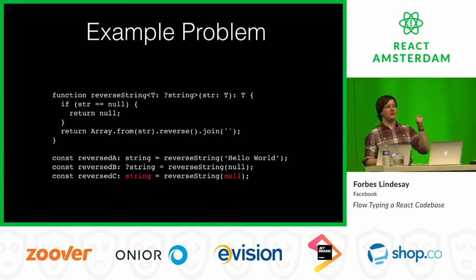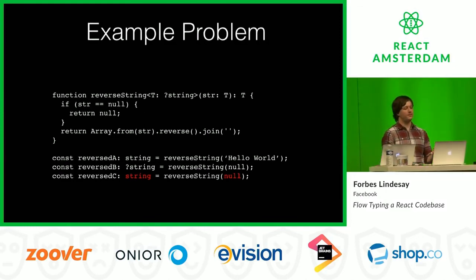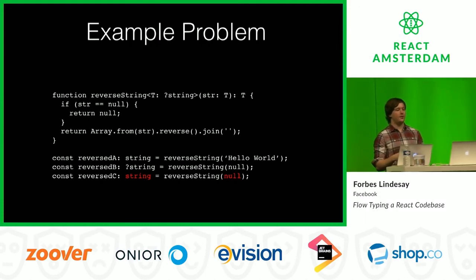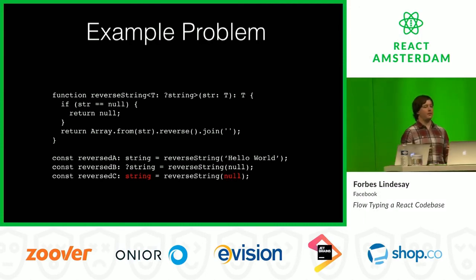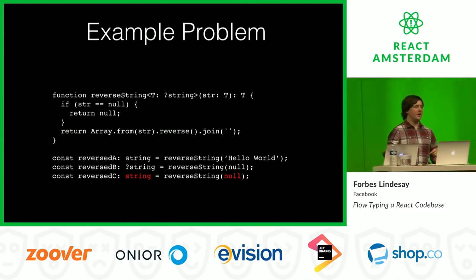But that type is the same one as the type of the argument and the same as the type of the result. So now if we pass a string in, Flow will know that we're going to get a string out. And if we pass a nullable string in, Flow knows we'll get a nullable string out. So both the 2 valid examples are fine with that. And then Flow also is capable of spotting that if we pass null in and we try and expect a string out, then that's going to be a problem.